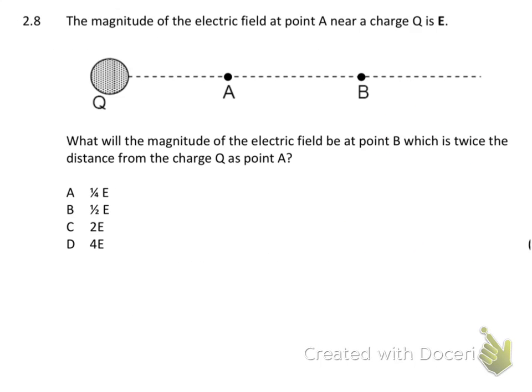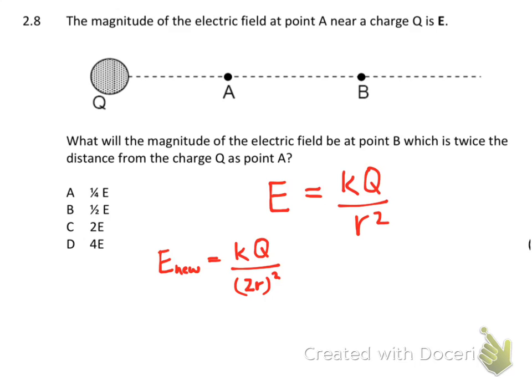Right, electric field strength, a distance A and then a distance B, which is twice as far. So we're just changing the distance. The formula for electric field near a point charge is E equals KQ over R squared.